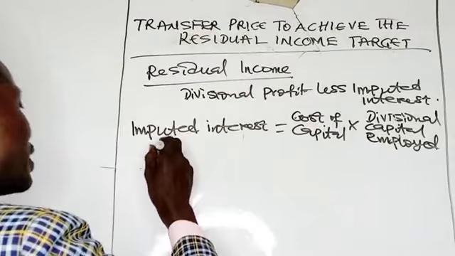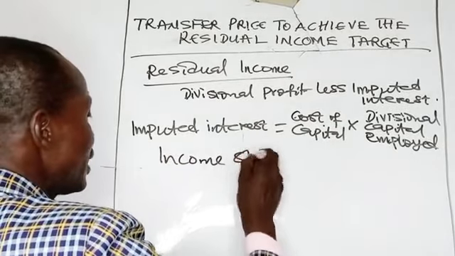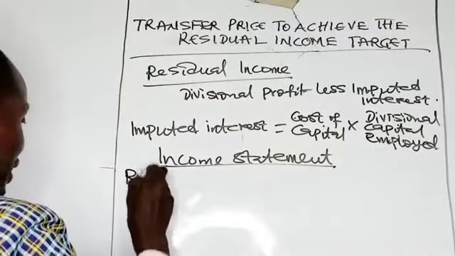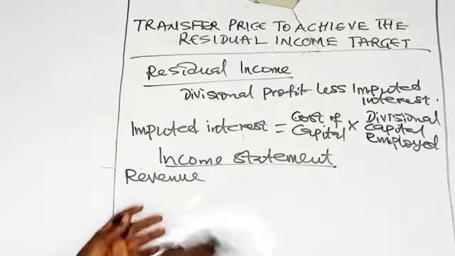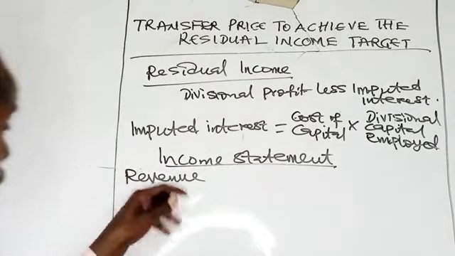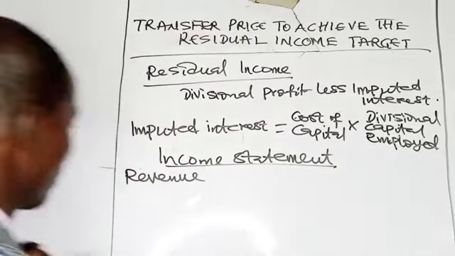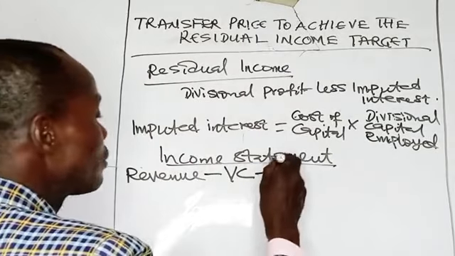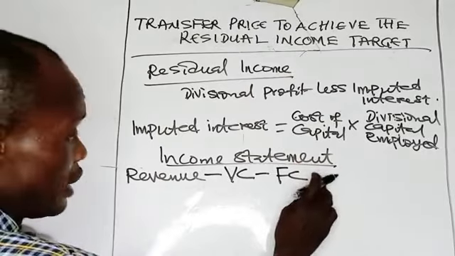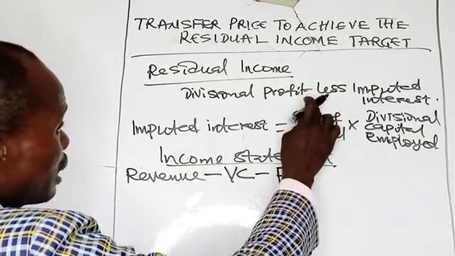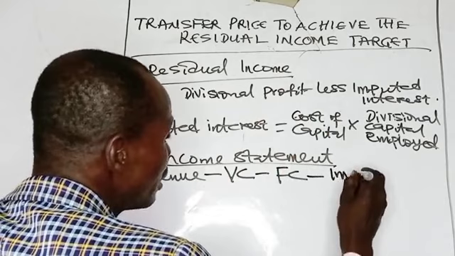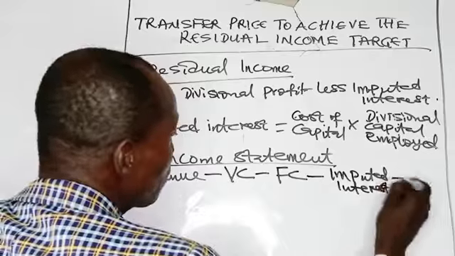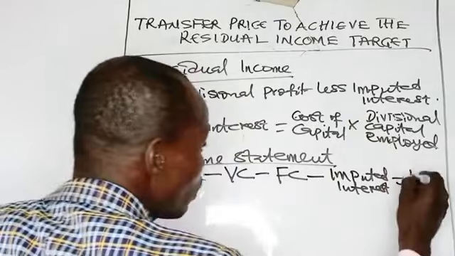Now, if you want to prepare an income statement, you normally start with revenue. Revenue less variable cost gives you contribution. Less fixed cost gives you profit. From the profit you have gotten, which is your divisional profit, you less imputed interest calculated on capital employed. It is then that you get your residual income.